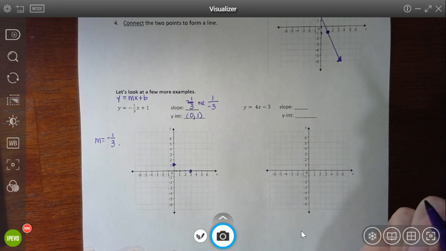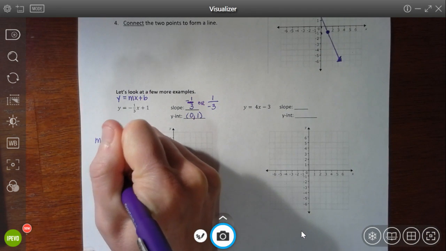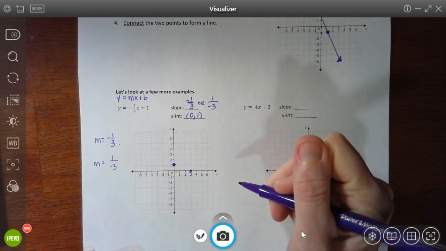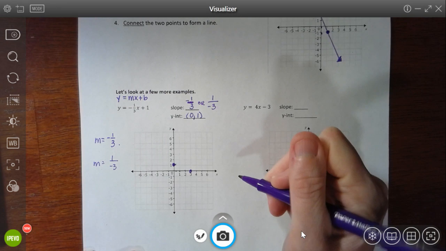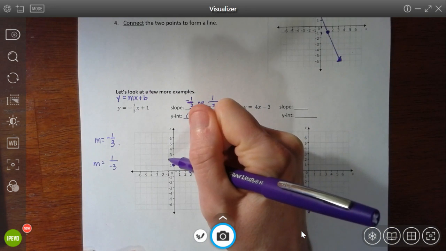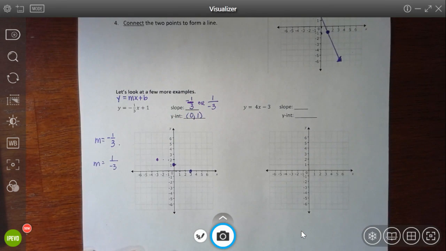And I would get that point right there. Now, if I had chosen the other slope, if I had chosen to do 1/-3, if I had chosen that slope for rise over run from my y-intercept, I would have gone up 1 and then left 3. Notice that it doesn't really matter which way I go.